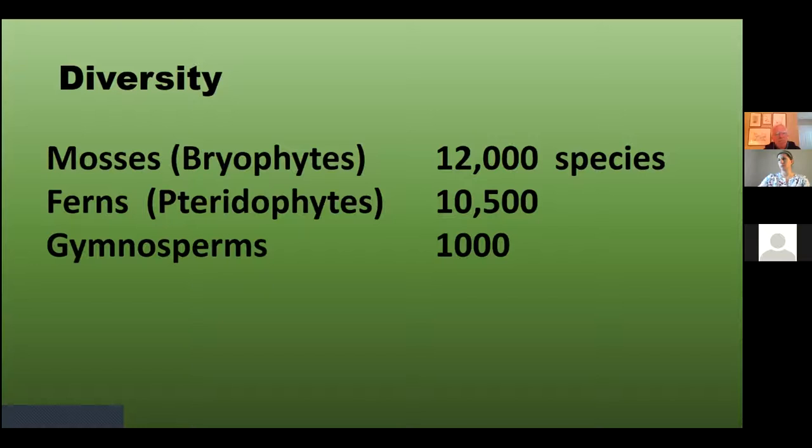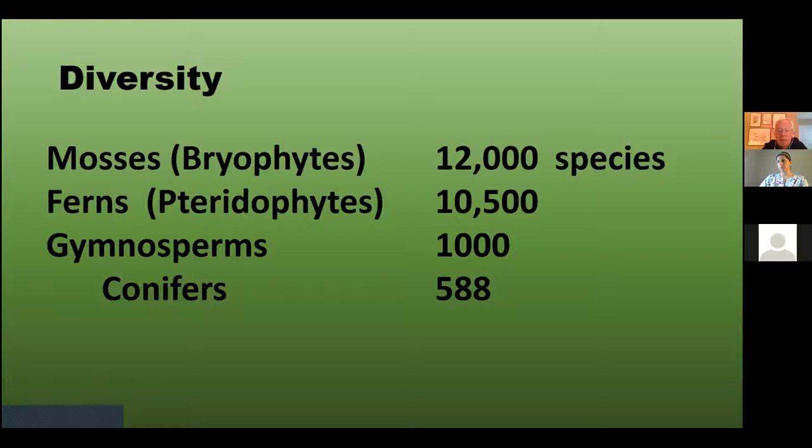1,000, not all that many. With conifers, there's only 600, even though conifers are very successful in some ways. They cover much of the northern forest and are actually common all throughout the tropics and other parts of the world. There really aren't very many species of them. Whereas with flowering plants, there are 300,000.